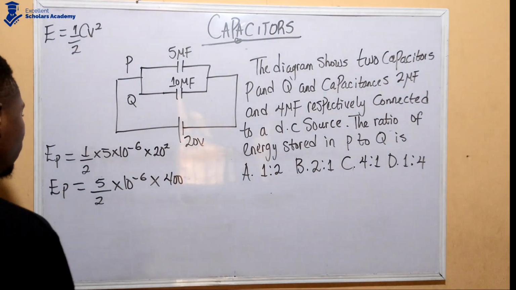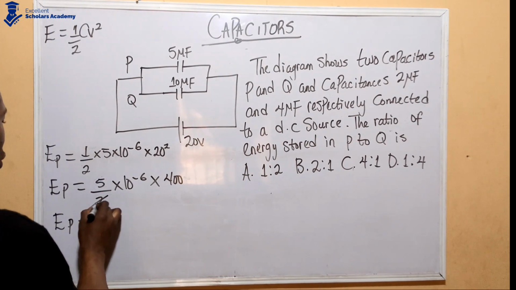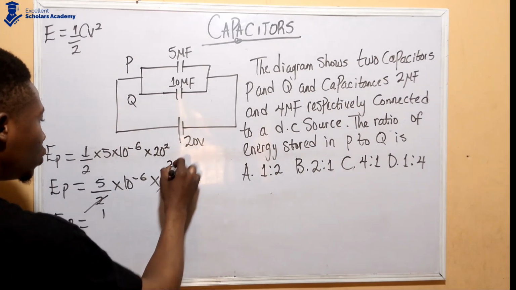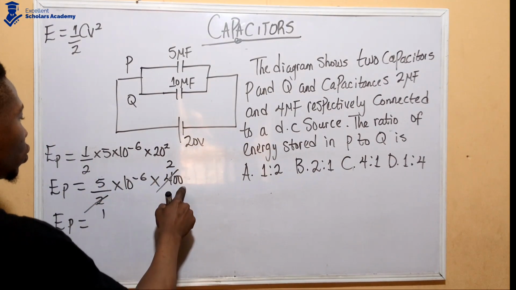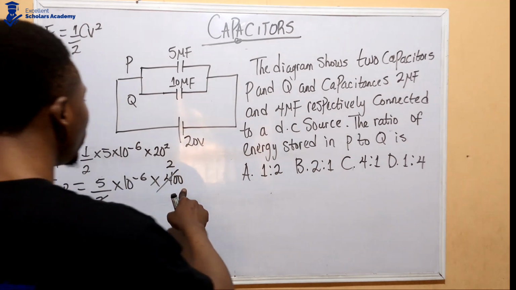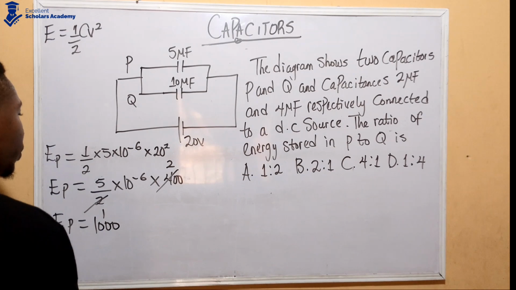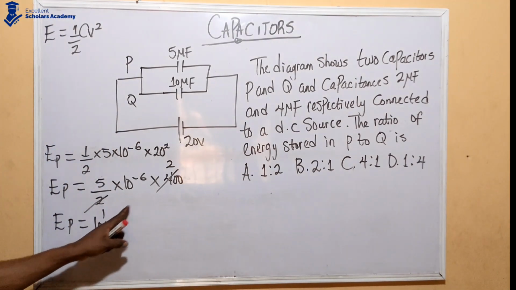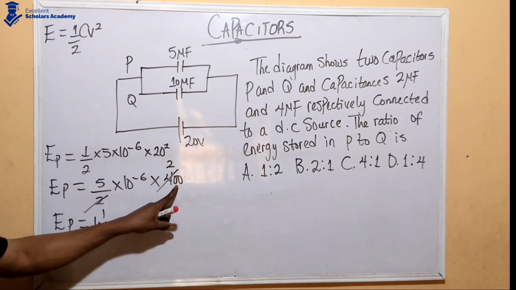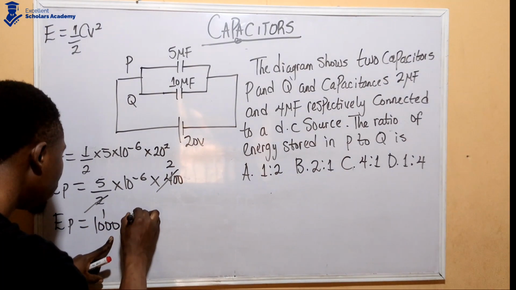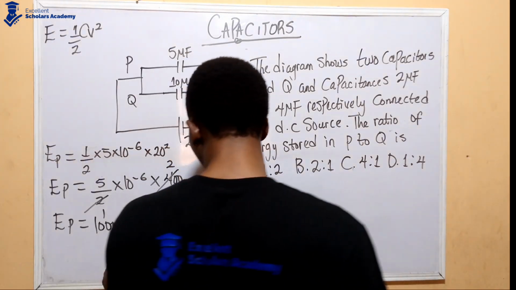So now the 2 goes here, 1, 2 can go here, that's 2, so we have 200 here. So we have 5 times 200, which is going to give us 1000. So 5 times 200 that's left here is going to give us 1000 times 10 to the power of minus 6.